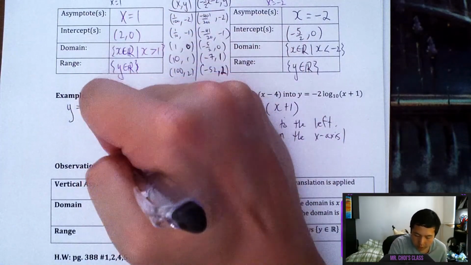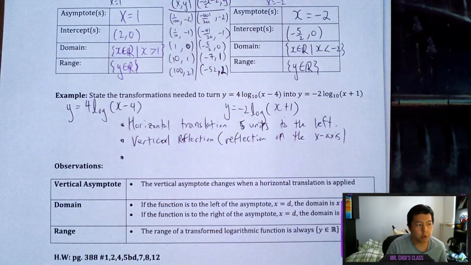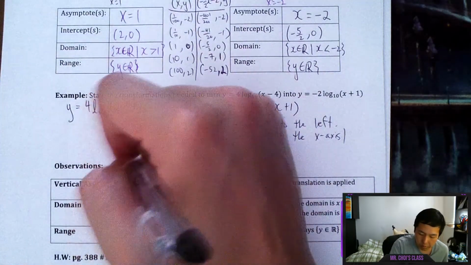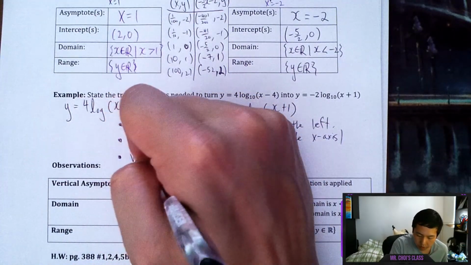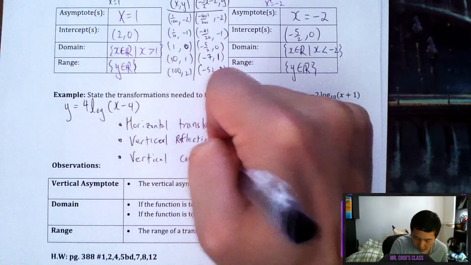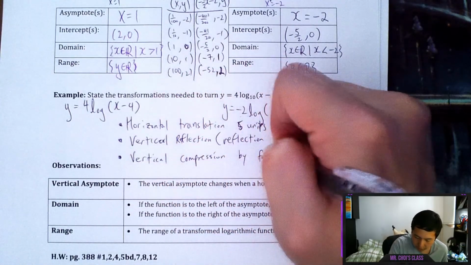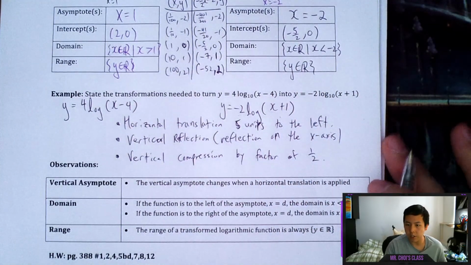And our last one here is, of course, getting our value from 4 to 2, which will just be a compression by half, because 2 is half of 4. So it'll be a vertical compression by a factor of 1 over 2. And there's our answer here.